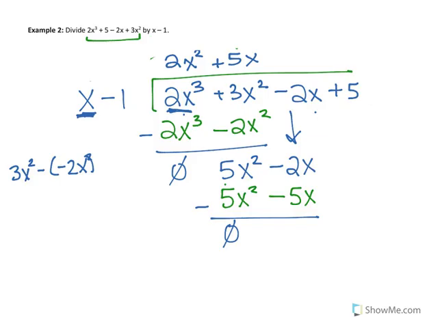Okay, negative 2 subtract negative 5 turns it into plus 3x. Now we're going to bring down the plus 5. Again, we want to make this term the same as this term, so we need to multiply it by 3. Oops.